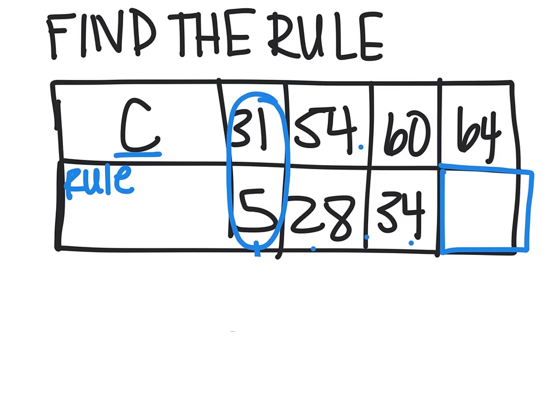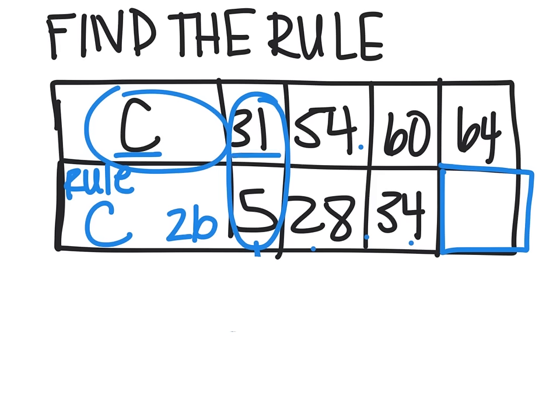So I know whatever C is, C's up top, whatever the top row is, it has something to do with 26, but I need to figure out, am I adding 26 or am I subtracting 26? C is the top row, and as I go down, my number always gets smaller, so that means I'm subtracting. Let's go ahead and make sure that we're correct. 31 minus 26 is 5. 54 minus 26 is 28.